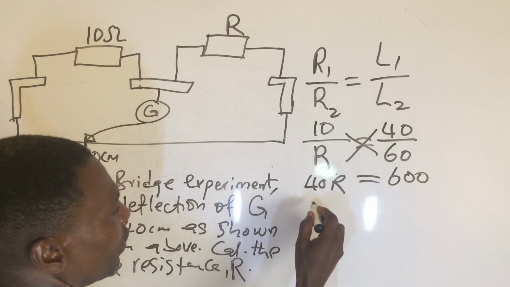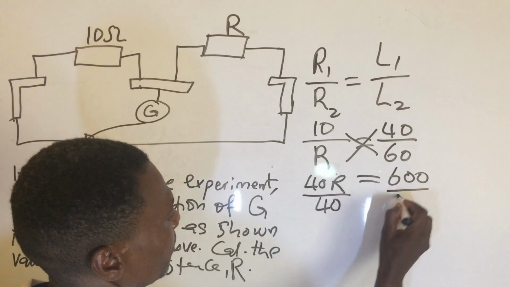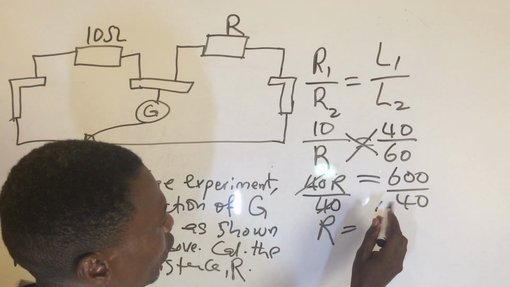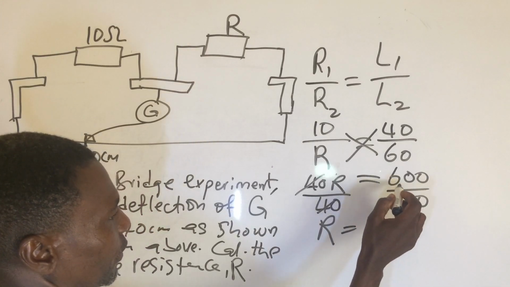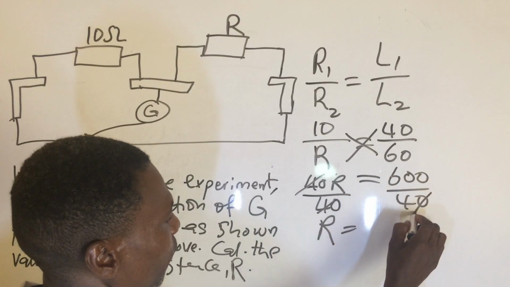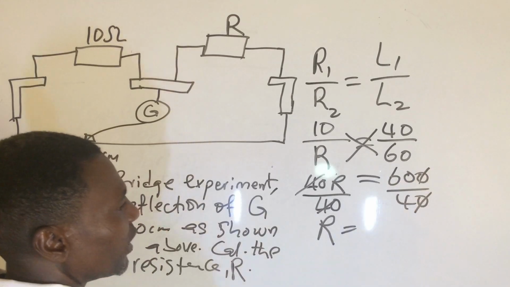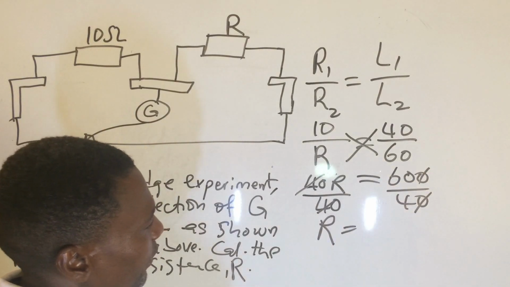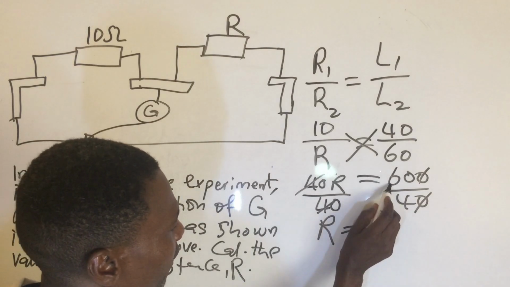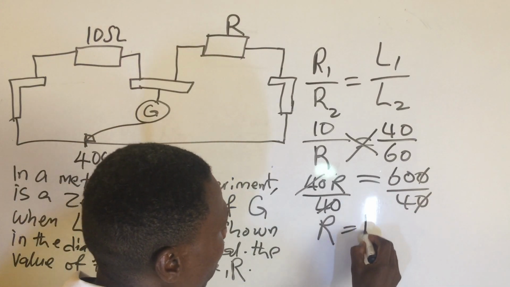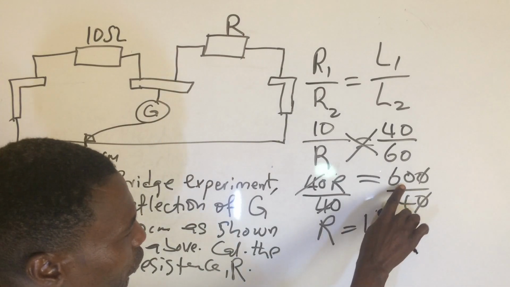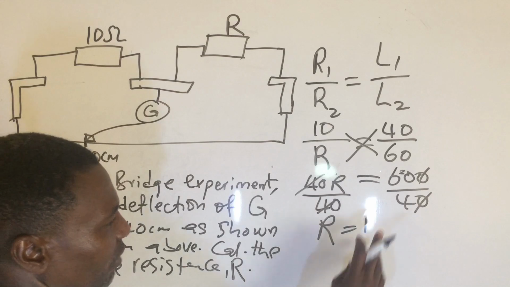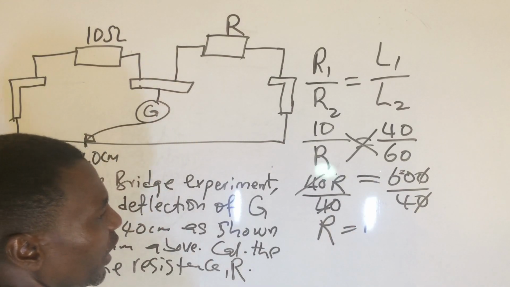We now divide both sides by 40. So 40 cancels 40, remaining only the R we need, equals 600 divided by 40. The 0 cancels 0, and now we have 60 divided by 4. 4 into 6 gives 1 remainder 2. We take the 2 in front of the 0, so the remainder becomes 20. Then 20 divided by 4 gives 5.